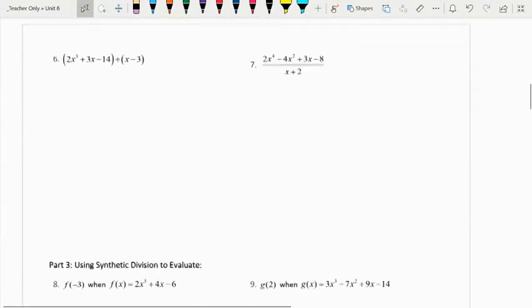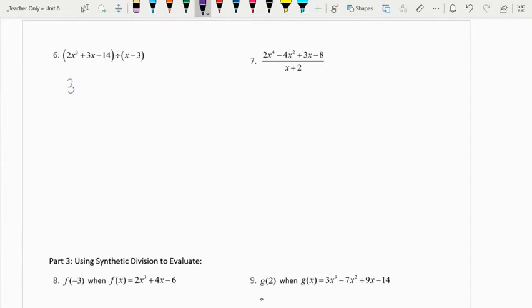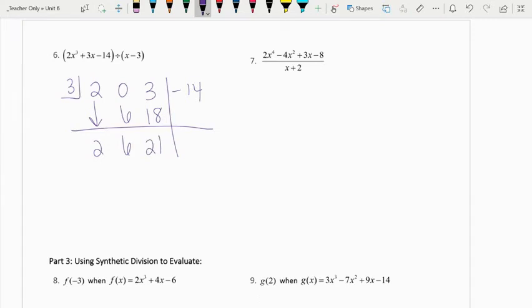All right, so on this one, hopefully as we're going, we realize that there was no x squared. So we do need a 0 as a placeholder. So we get 6, and then 18, and then 21. And then when you multiply, you get 63 minus 14 is 49. So 2x squared plus 6x plus 21 plus 49 over x minus 3.